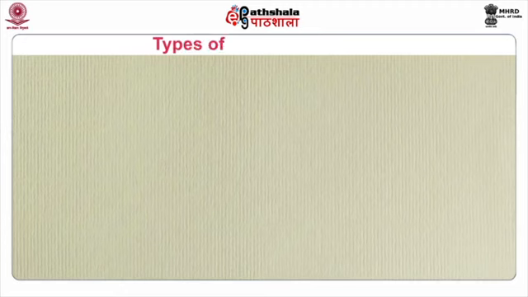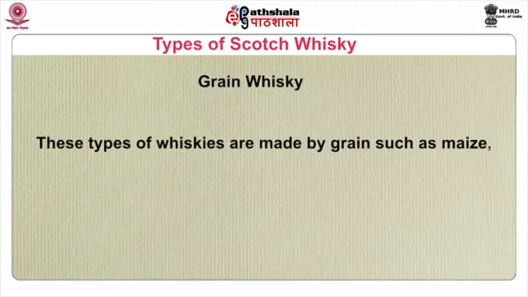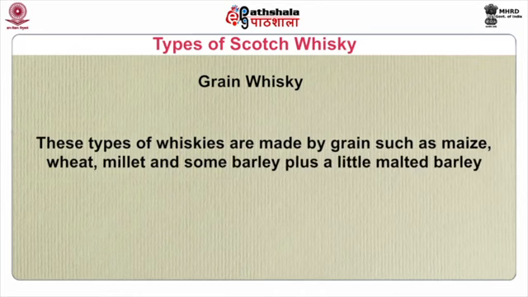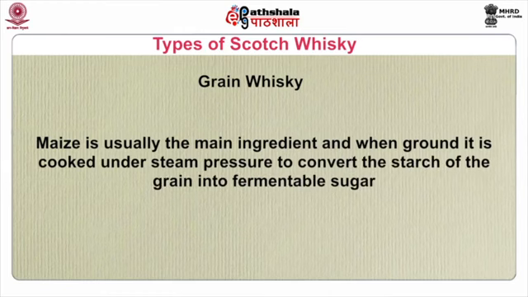Now we'll discuss about types of Scotch whisky. Grain whisky. These types of whiskies are made by grain such as maize, wheat, millet and some barley plus a little malted barley. Maize is usually the main ingredient and when ground, it is cooked under steam pressure to convert the starch of grain into fermentable sugar. These whiskies are produced by coffey still and is light-bodied by nature. It is usually a quicker process and cheaper than malt whiskies.